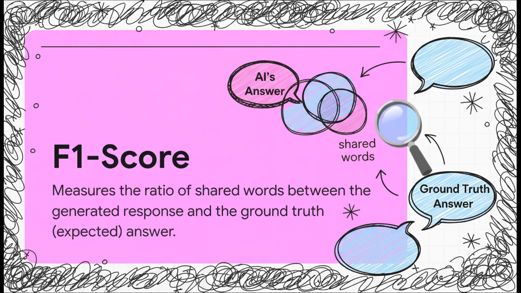Let's take a look at a classic example from the world of NLP, the F1 score. Now, without getting too deep in the weeds, it's basically a clever way of measuring accuracy. It looks at the words in the AI's response and compares them to the words in the perfect ground truth answer. And then it calculates how much they overlap. It's a really solid way to get a quick, numerical score for how close you are to the right answer.